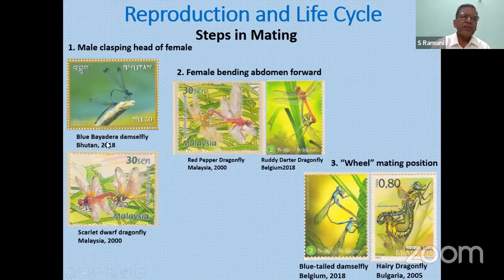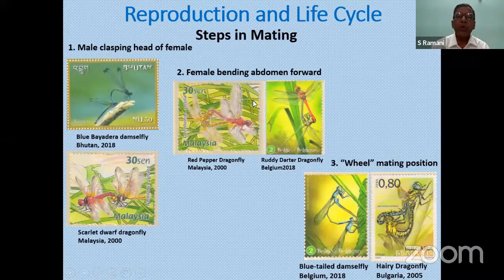And later, like here, you see the male is clasping the head of the female. The male is always more colorful than the female. And you can see here, the female bends its abdomen to the second abdominal segment, where it actually receives the sperm. The sperm is transferred from the end of the male's abdomen to this particular position, the secondary reproductive apparatus. And the female bends its abdomen and receives the sperm from the second abdomen. So this is a very peculiar mating position. So the female is bending the abdomen forward.